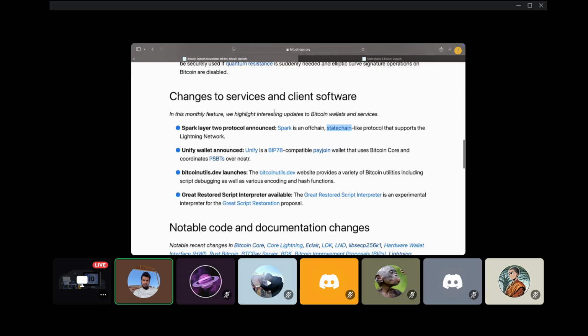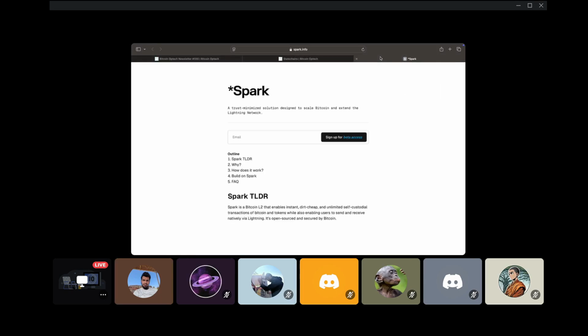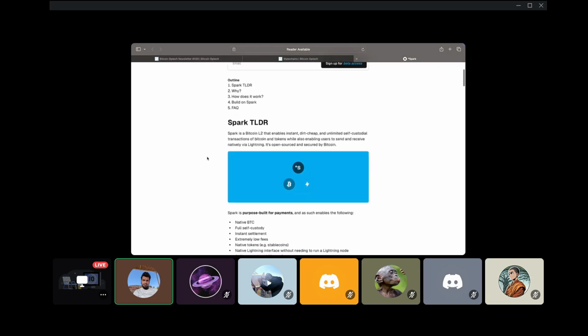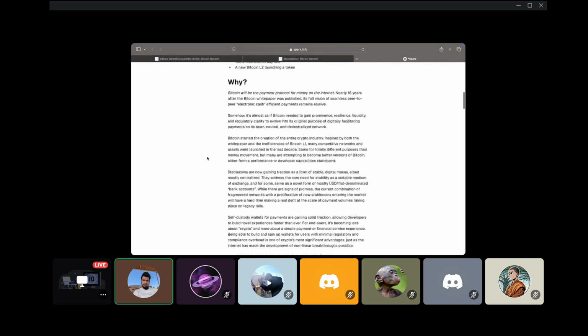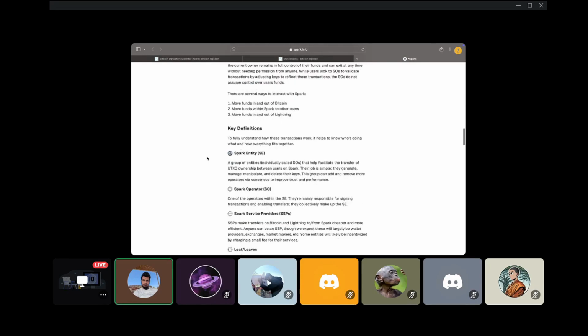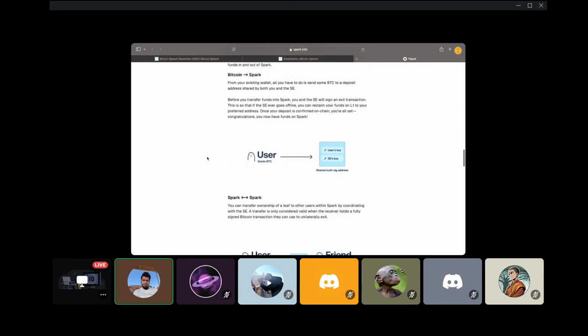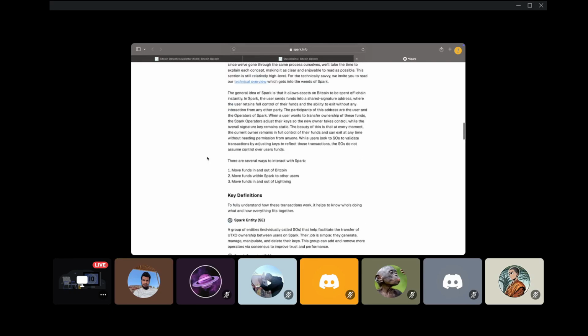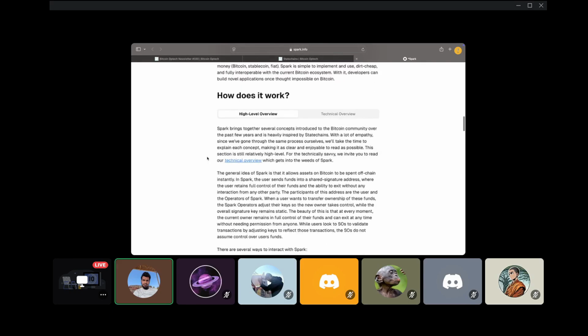Now that we know what state chains are, let's read through what Spark is. Okay, how does it work? Well, let's see how it works. We'll not go into the technical overview. We'll just go into the high-level overview.